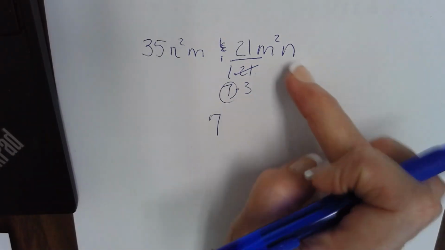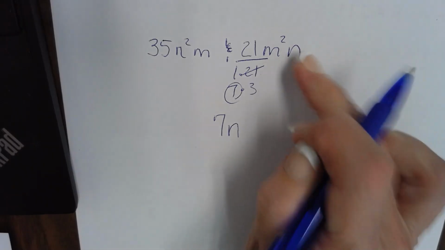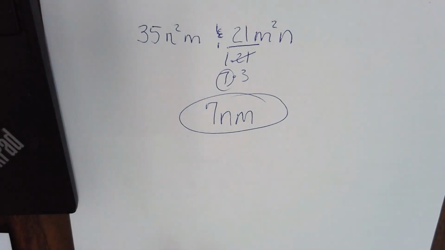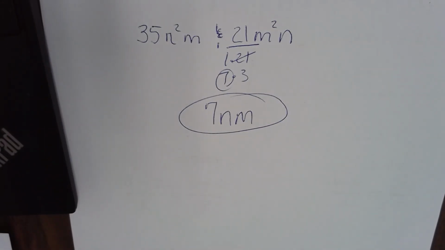There is an N in both of these. I pick the smallest power. There is an M in both of these, and I pick the smallest power. So the greatest common factor is 7NM or 7MN. Doesn't matter which order you put them in. Okay, we good? Okie dokie.